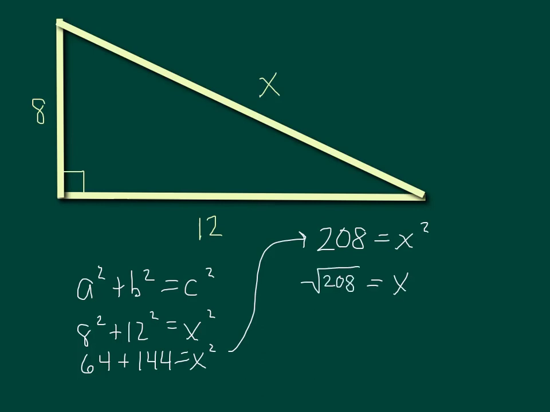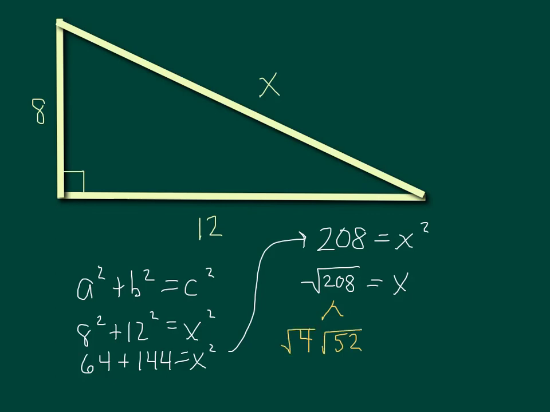Now I want to answer this in what we call simplest radical form. I don't want a decimal answer here. I want us to simplify it. So we need to find some of those perfect squares that go into 208. I'm going to go ahead and start small this time. I know 1 I don't need to check, so let's check 4. Does 4 go into 208? In fact, it does. 4 goes into 208 4 times, and it's 4 times 52.